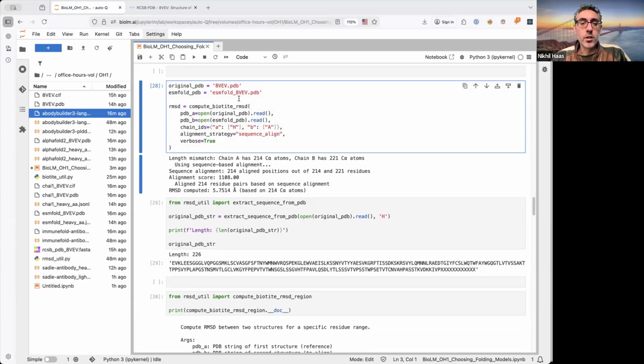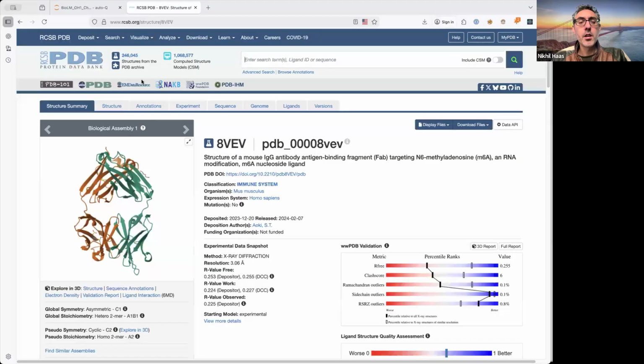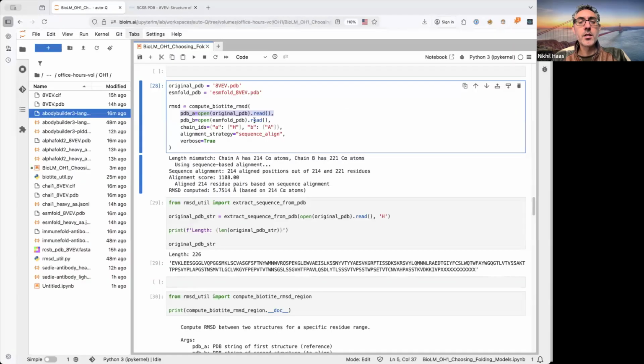Okay, no. So cool. So we have a little utility function here, thanks Chance, to compute RMSD. And so we're going to compute the RMSD, root mean squared deviation, basically the error in the positions of the atoms for the protein structure predictions for the original PDB, so this one, and any of the predicted PDBs. So here the ESMFold PDB, and we're really just looking at the heavy chain.